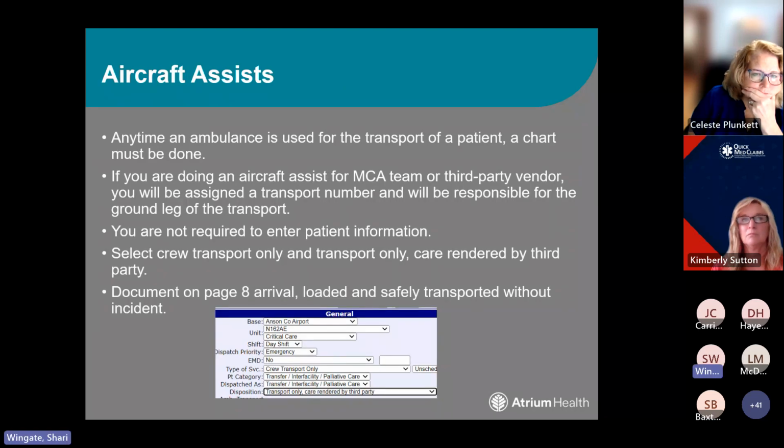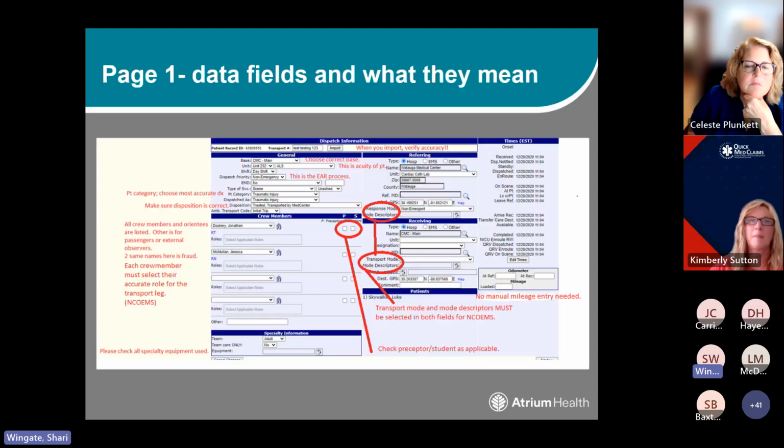Aircraft assist, anytime there's an ambulance used for a transport of a patient, a chart must be done, with the exception. We've always done aircraft assist for MedCenter Air Team as a third-party vendor. I will get more information out to you as I find out for certain. But right now, I am hearing that we're going to be moving toward, if you assisted MedCenter Air on the aircraft assist, you will not do a chart. All others you will. And I know that might have some questions, but I'm trying to get to the bottom of this to get a definite answer. So look for more of that one later.